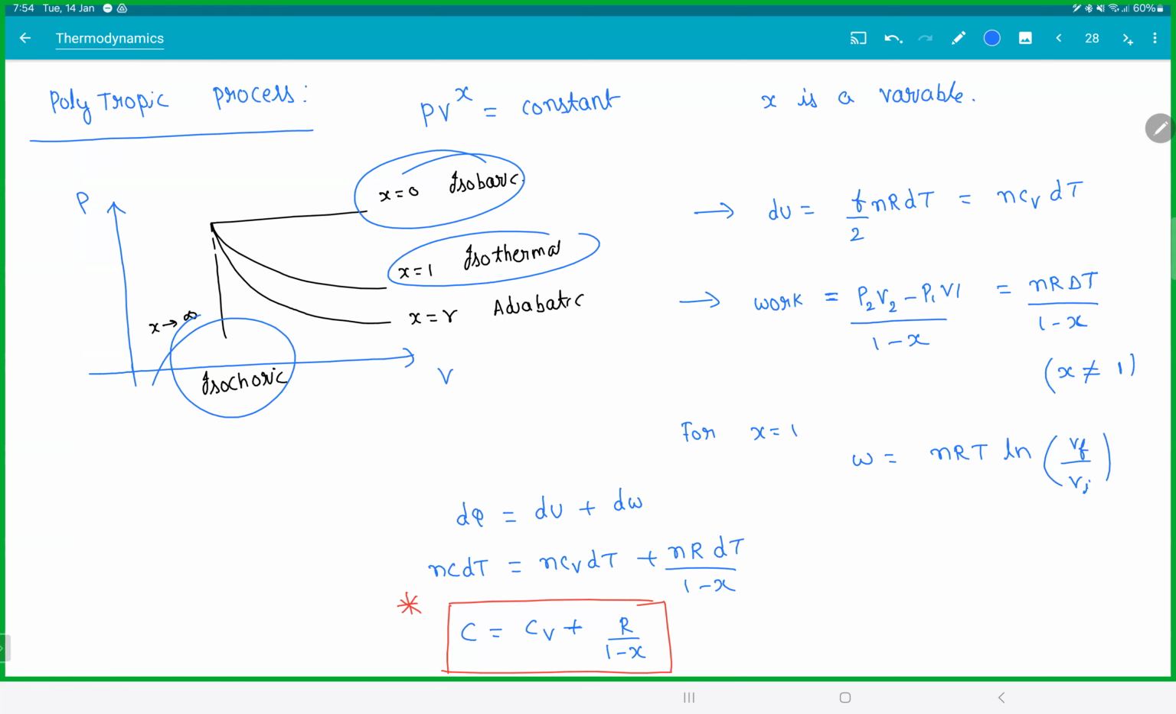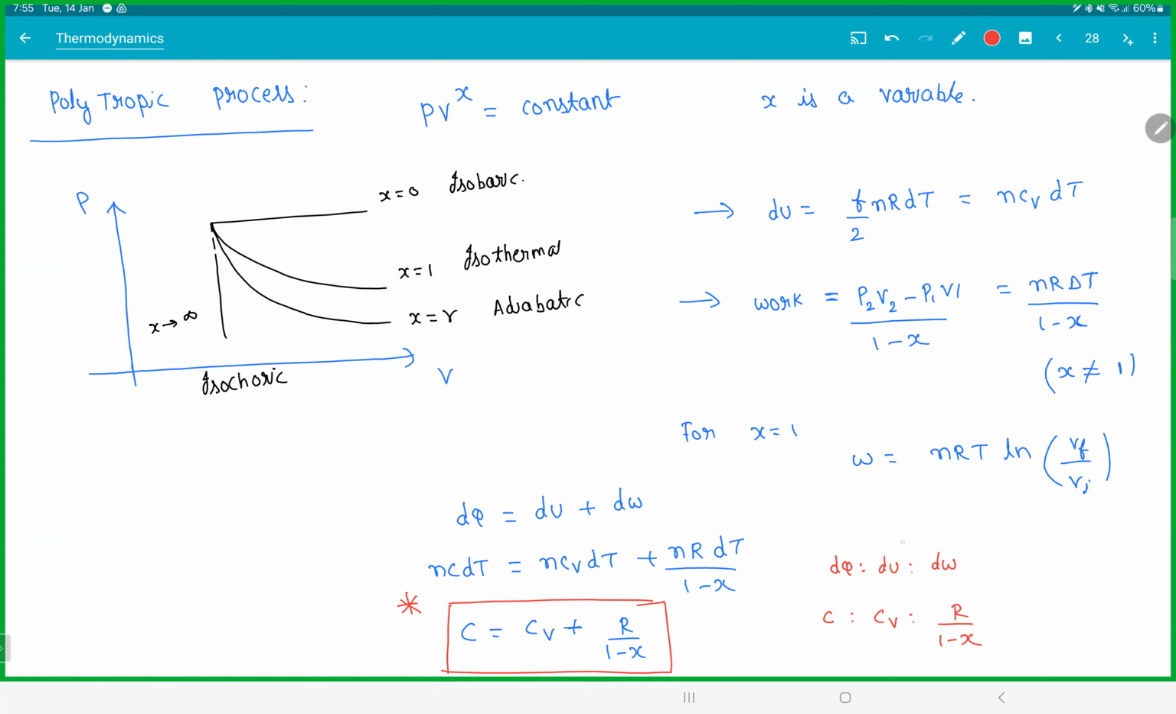So this formula is a very general formula. This will give you everything. Isobaric, isothermal, adiabatic, all the 4 processes we did, those are included in this. And this thing has even more. And like I said, this is a much more powerful formula. So if you take dQ : dU : dW, this ratio will be C : Cv : R by (1 minus x). This is how the heat will divide in a polytropic process.